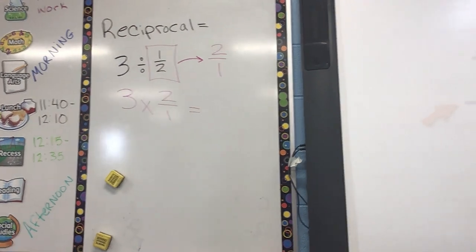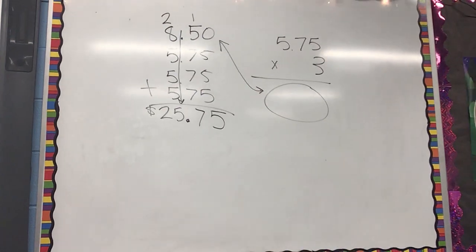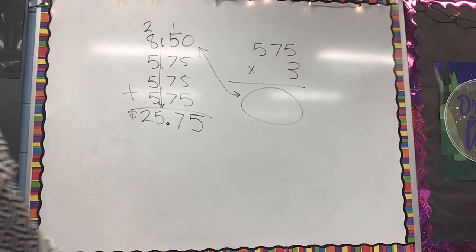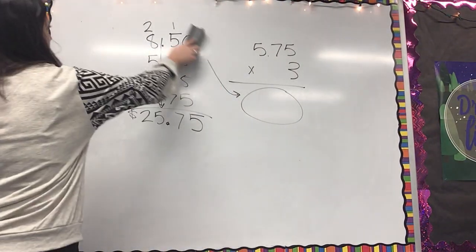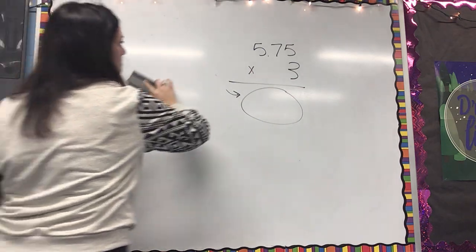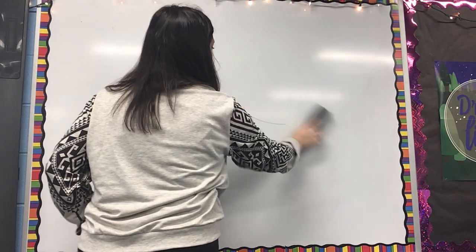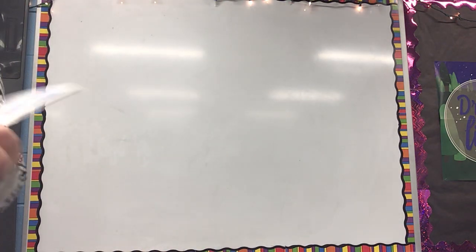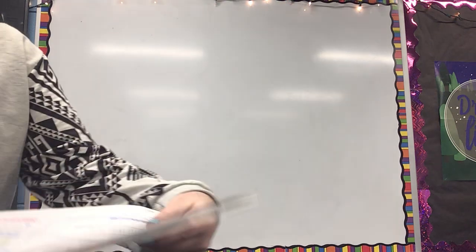All right, here we go. Yes, Justice? So when we times the whole number, do we change the whole number to a fraction, or do we just leave it? Then you go ahead and solve like multiplication like we've done before, where you have to turn that whole number into a fraction and multiply across. All right, number 1.